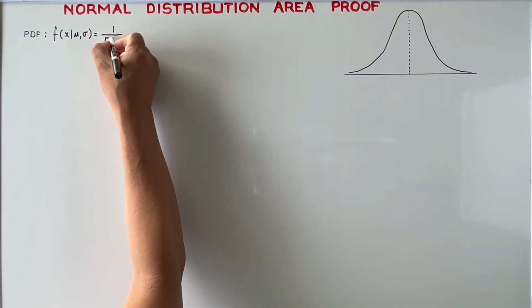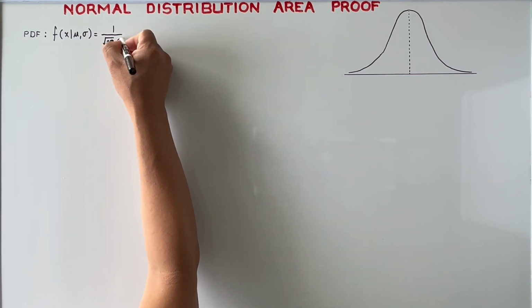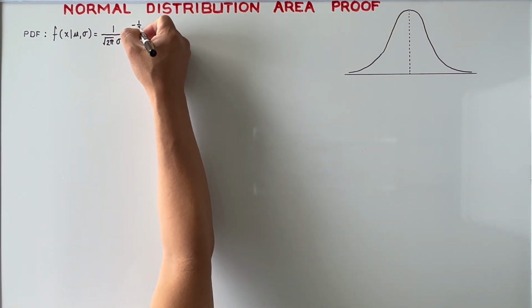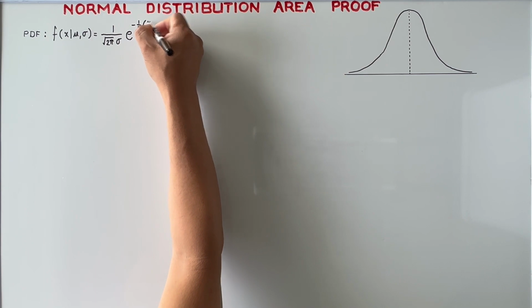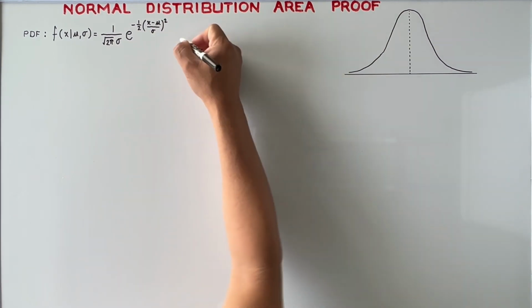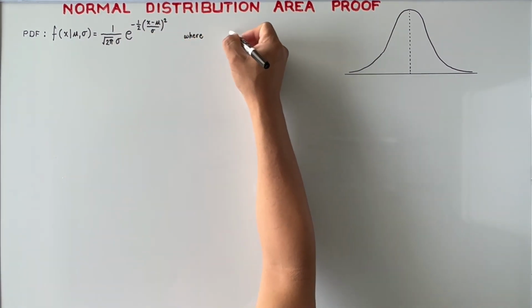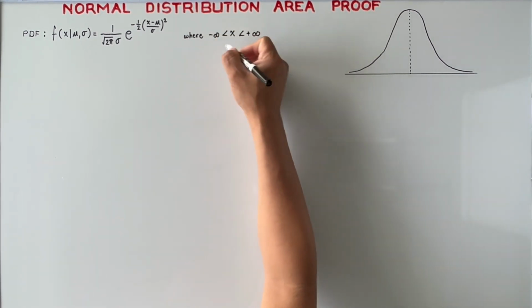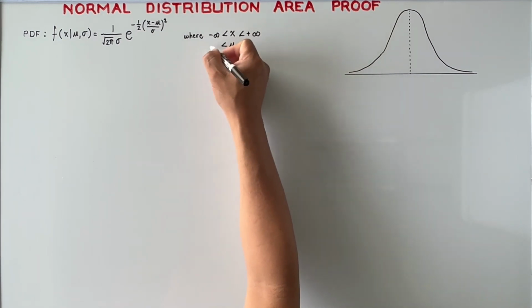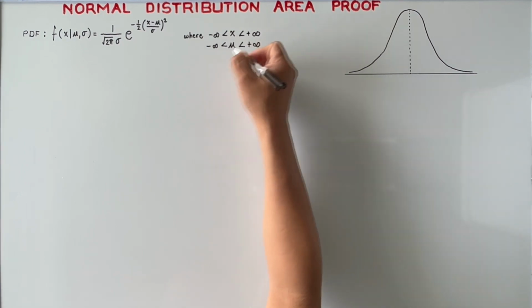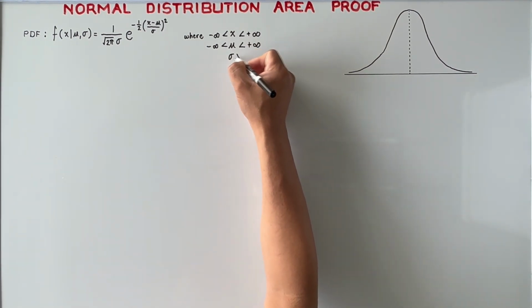And this is equal to 1 over the square root of 2 pi times the standard deviation sigma, multiplied by the constant e to the power of negative 1/2 of the quantity (x minus mu) all over sigma, squared. And we know that this x runs from negative infinity to positive infinity. Also, mu can take a value anywhere from negative infinity to positive infinity, where sigma is any positive value.